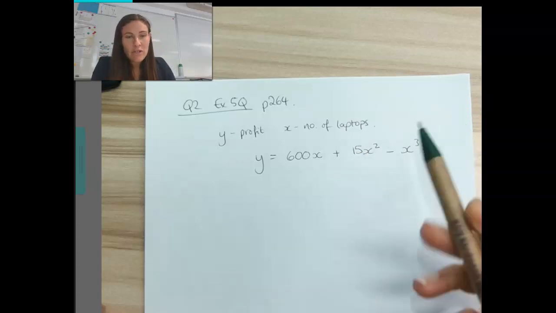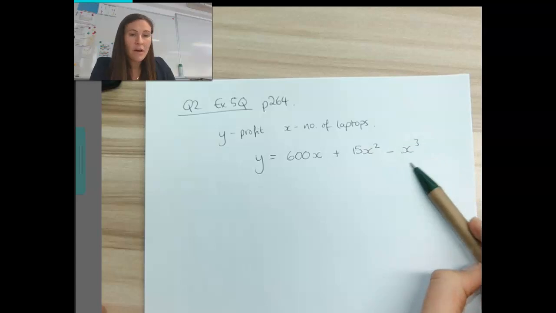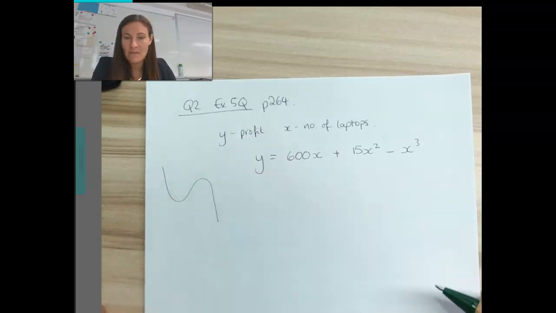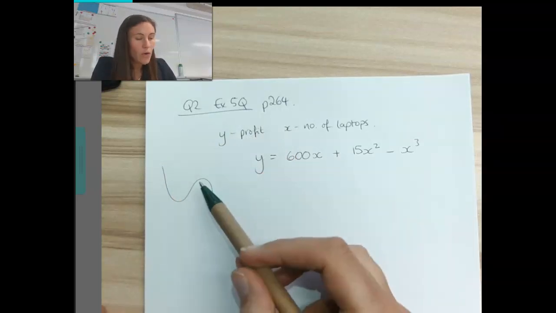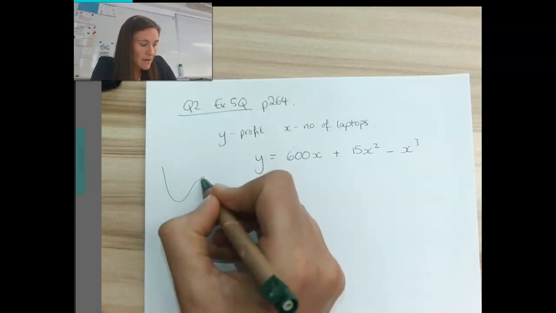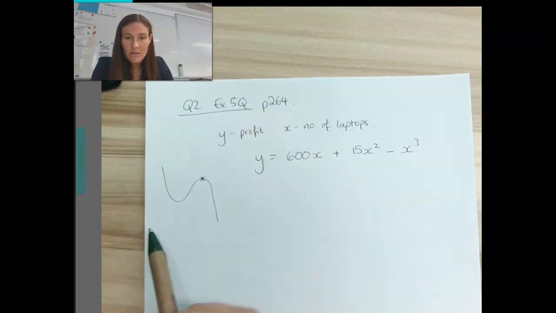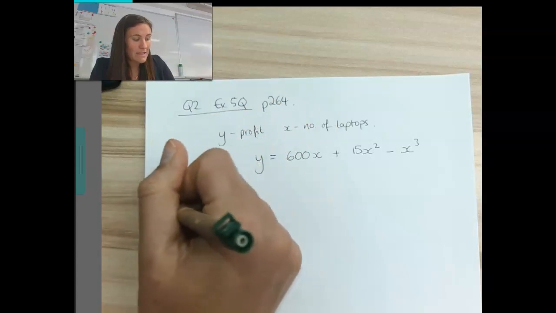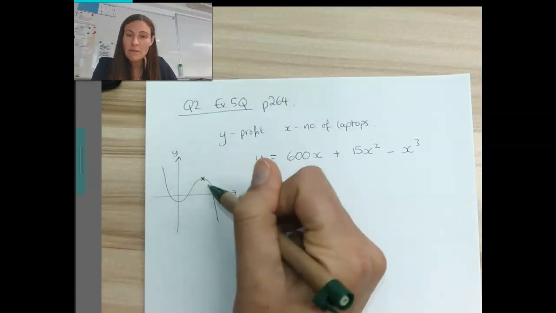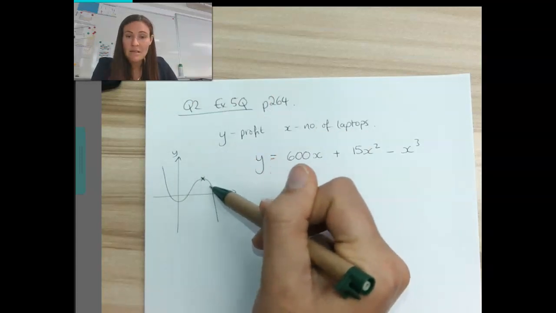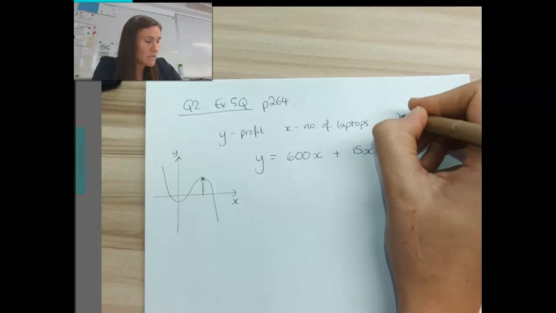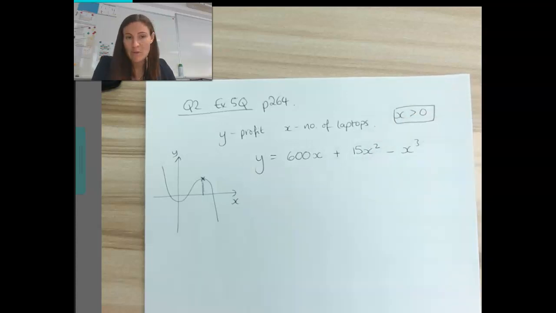Now, this is an unfamiliar function, but it will always take its shape from the highest power of x. Given that this is a negative, we'll have something that looks kind of like this. And we're looking for the maximum profit, so essentially we're looking to find this maximum here. This will go higher, but this is probably down somewhere where x is negative. So we've got x here and y here, and this bump where we've got a maximum value of y, with a corresponding value of x. Okay, so x has to be positive, because you can't sell a negative number of laptops.